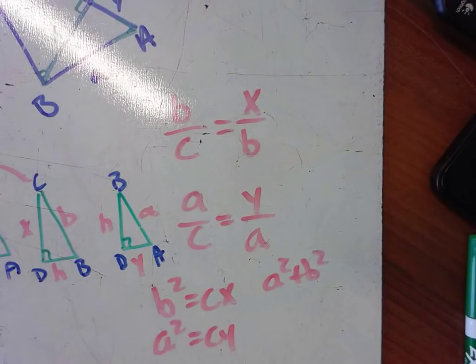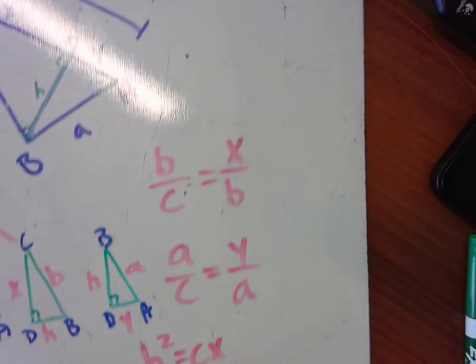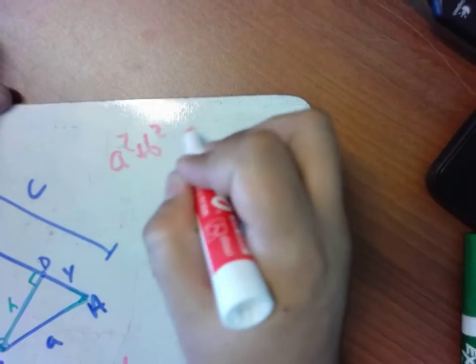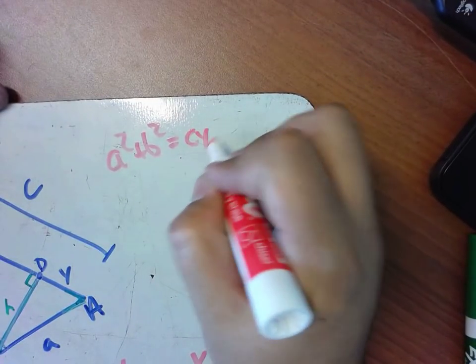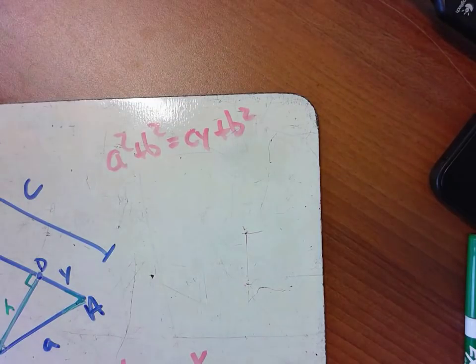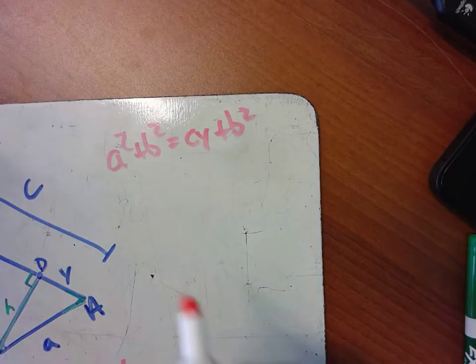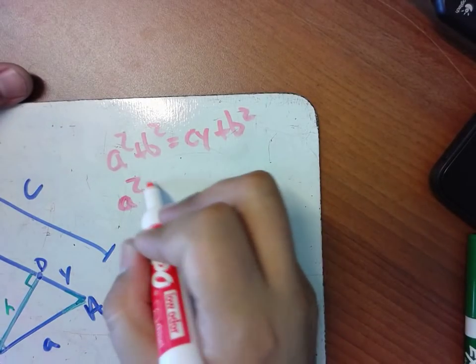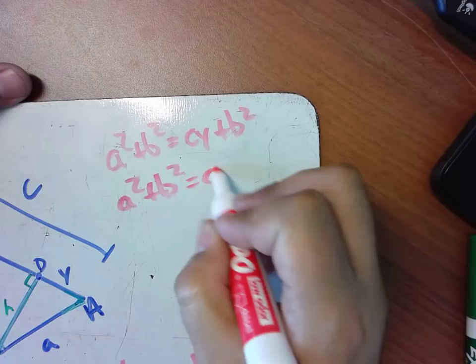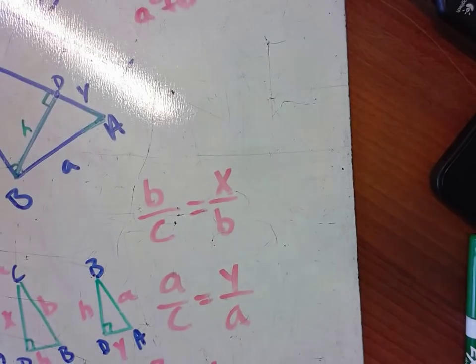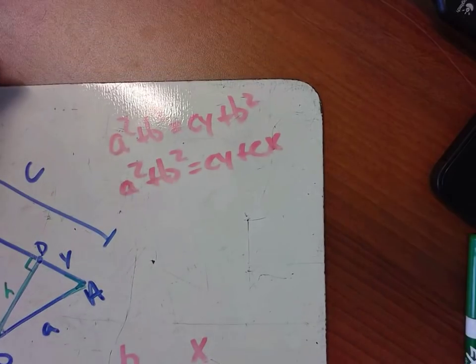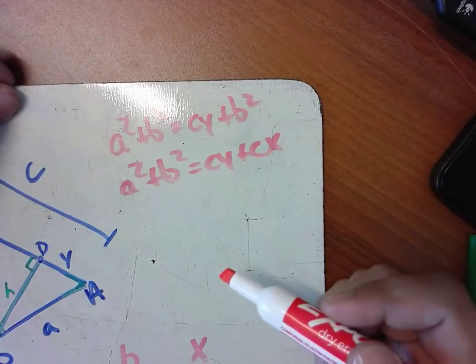Let me make more room. I'll go back up here. You get A squared plus B squared equals CY plus B squared. That's the addition property of equality. If you add one thing to one side, you have to add the same exact thing to the other side. Then I'm going to change it. A squared plus B squared equals CY plus CX. I know that B squared equals CX. So then substitution, anywhere I see a B squared, I can put a CX.